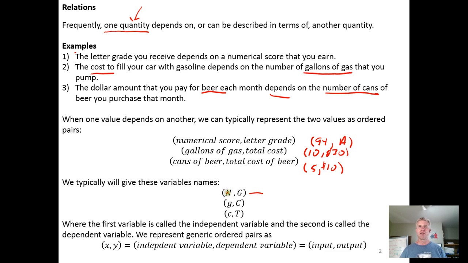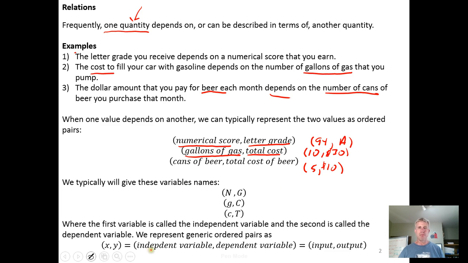And typically you're going to assign letters to represent things in a relationship. So if we're representing numerical score and letter grade, we might choose letters to represent those as ordered pairs. So here N could represent numerical score, and capital G could represent my grade. So I could represent my ordered pair with a set of variables: gallons of gas, little g, cost to fill my car, C. So as an ordered pair, we don't have to write out the objects that are being related. We can use letters to represent them. The cans, little c, the number of cans of beer, and the total cost of the beer that I buy. So these are just ways to describe these ordered pairs without having to spell out everything.